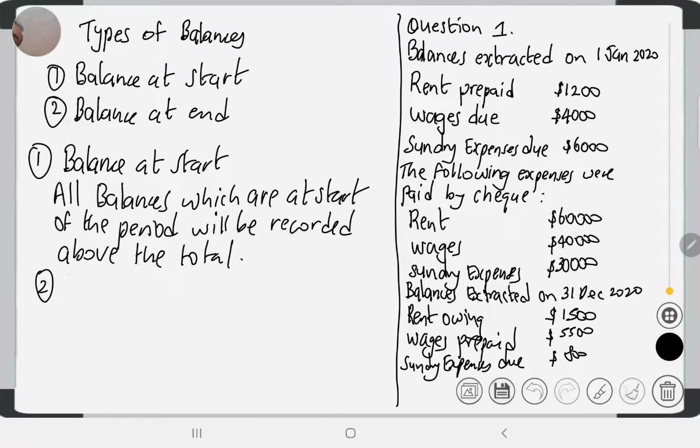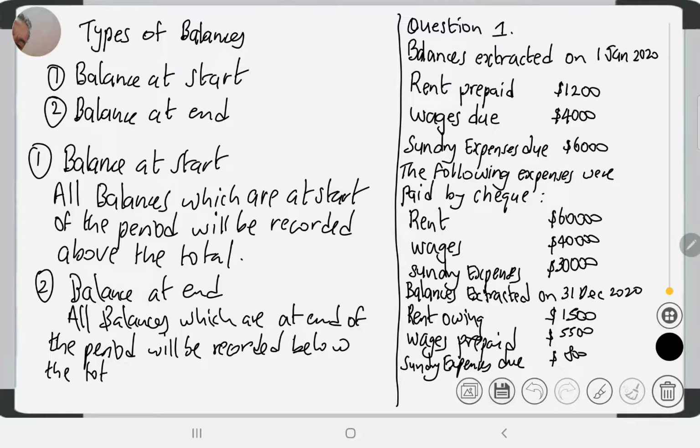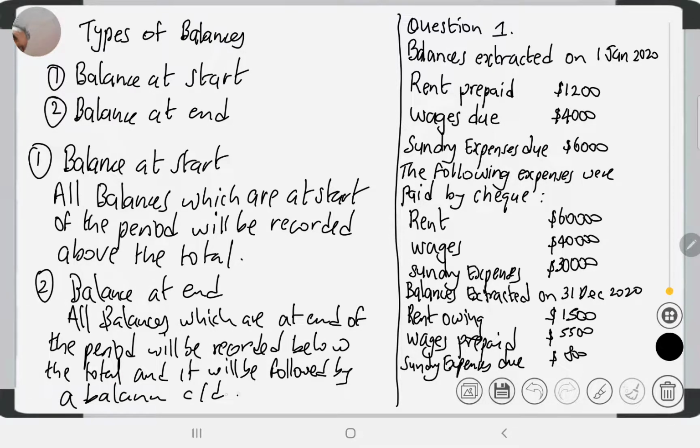Number two, balance at end. All balances which are at end of the period will be recorded below the total, and it will be followed by a balance CD carried down.